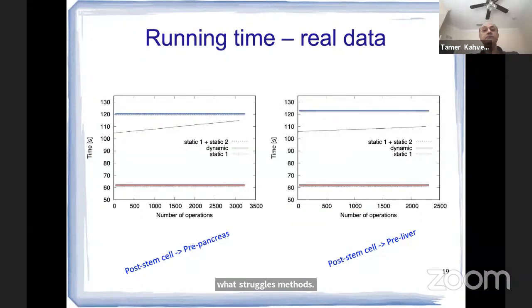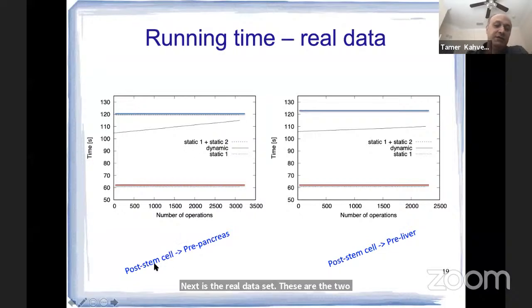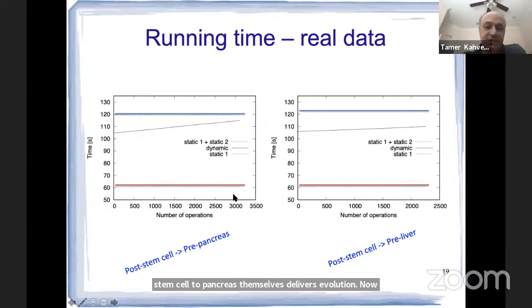Next is the real data set. These are the two pathways, stem cell to pancreas, stem cell to liver evolution. Now, I want you to notice that the number of dynamic steps here is much more than the number of dynamic steps that we had for the synthetic experiments. It's more than 3,000 here, more than 2,000 over here.